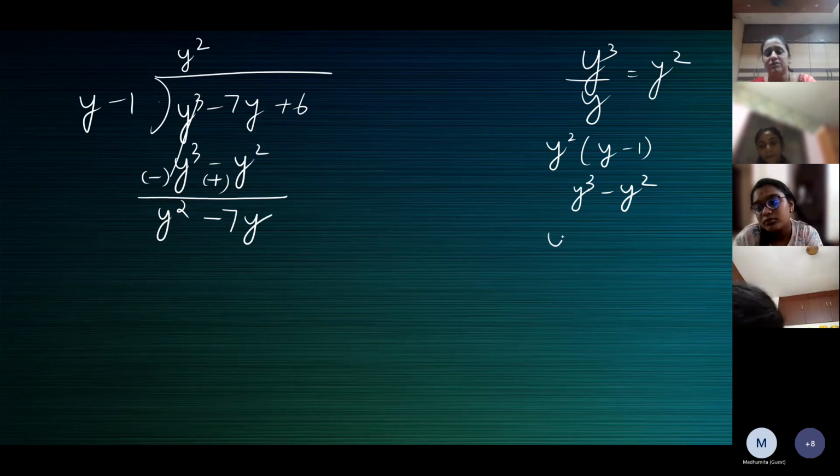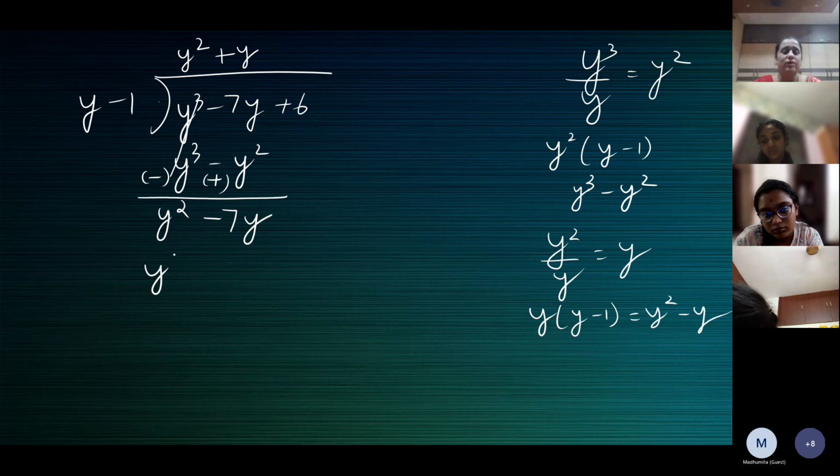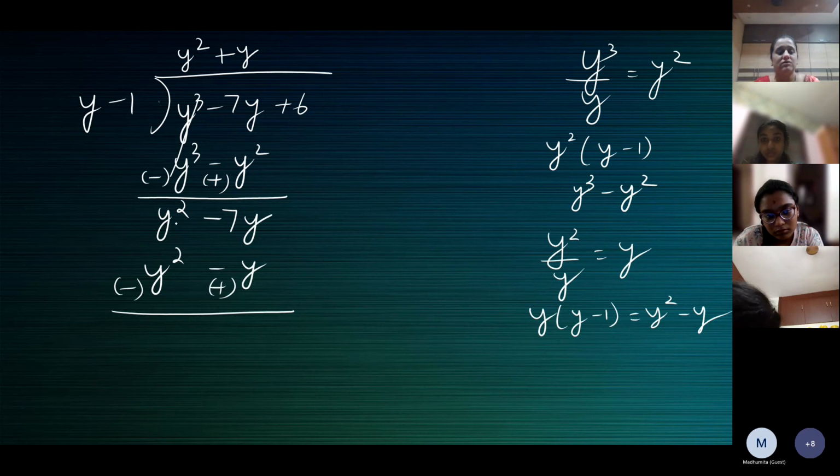Now again the second step. Y square divided by y is equal to y. So that's the second term in the quotient, plus y. Now multiply y with y minus 1. So what do you get? This is the regular division. Y square minus y. Change the signs. Minus, plus, cancels. Now these are like terms. Minus 7y plus y, like terms. So minus 6y.